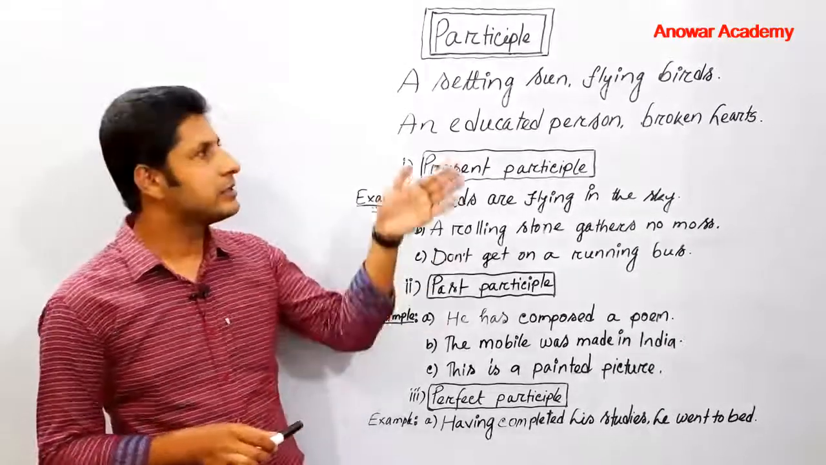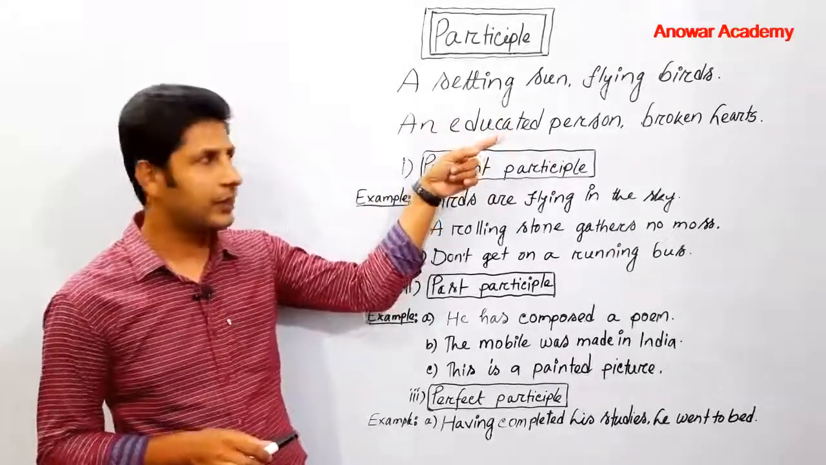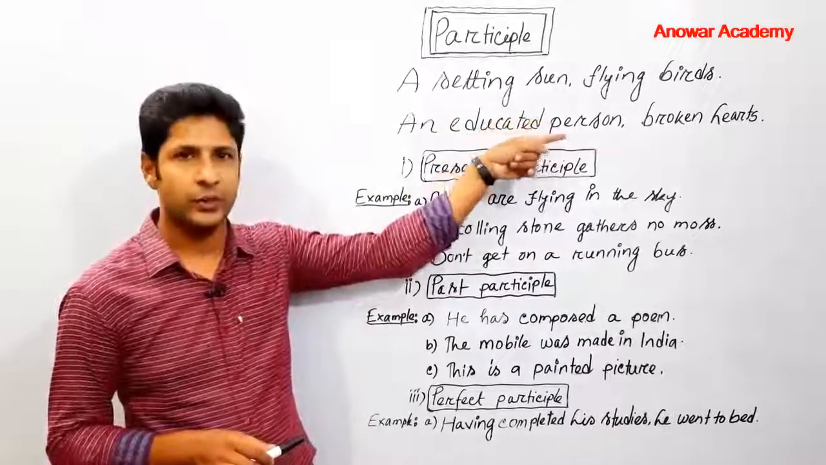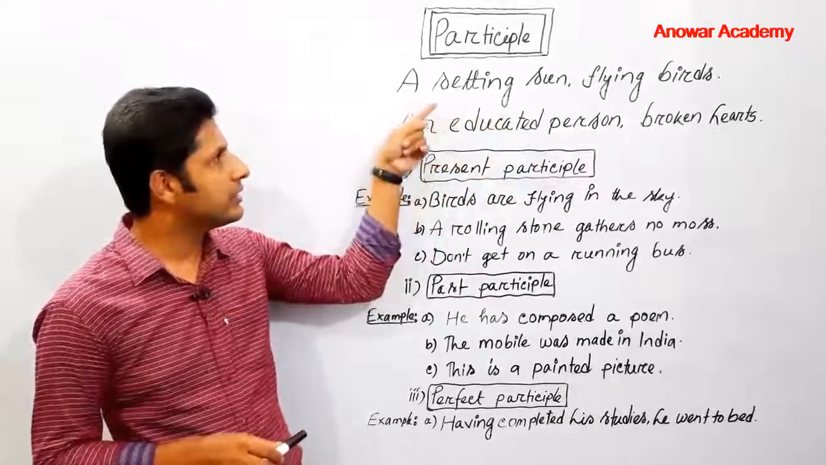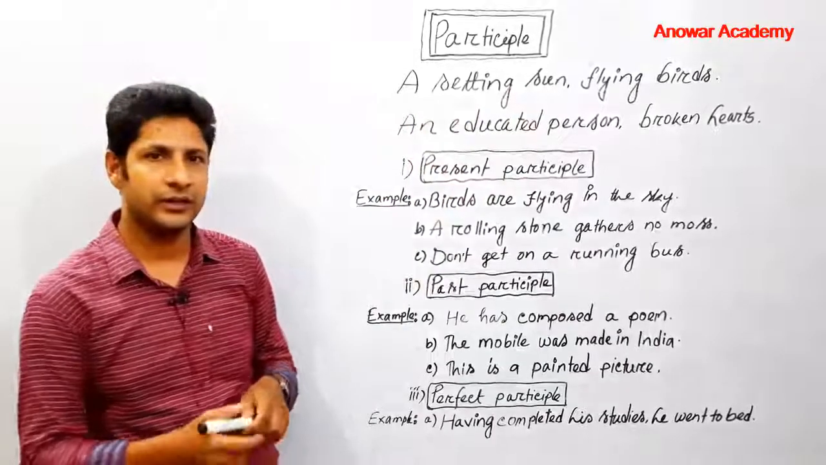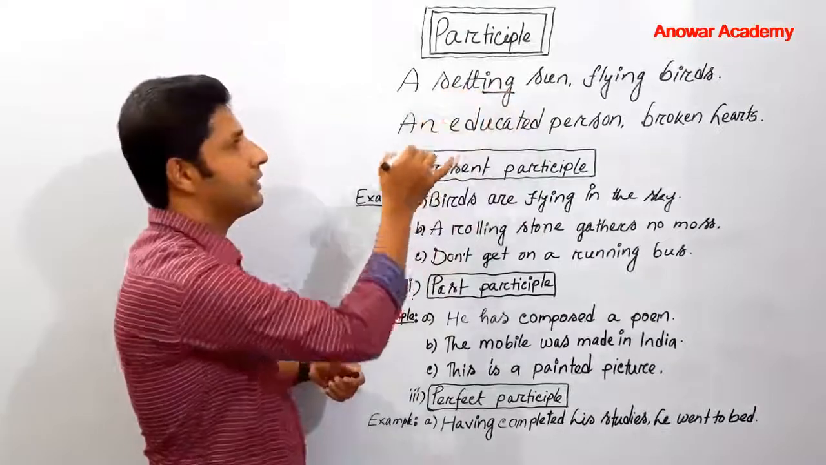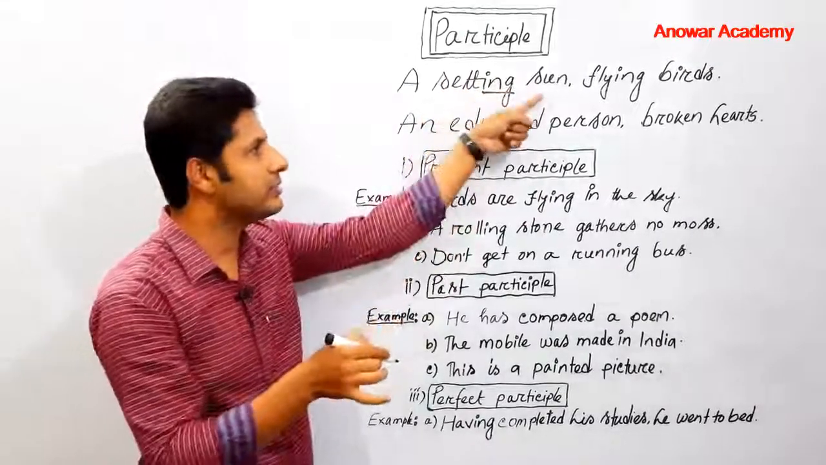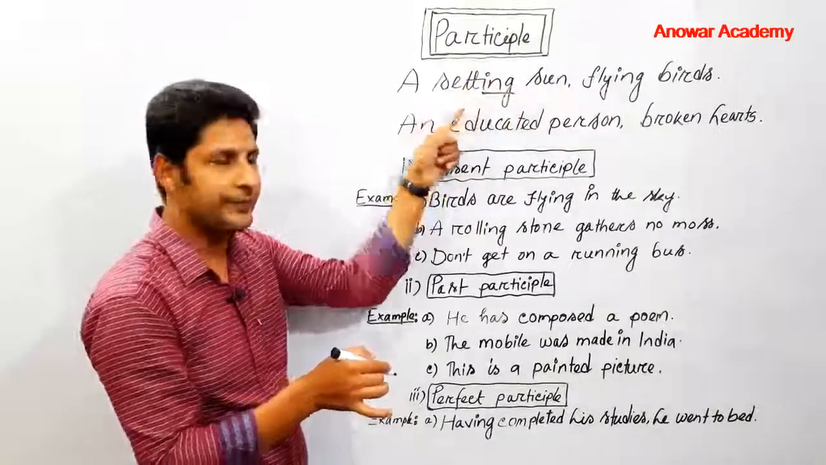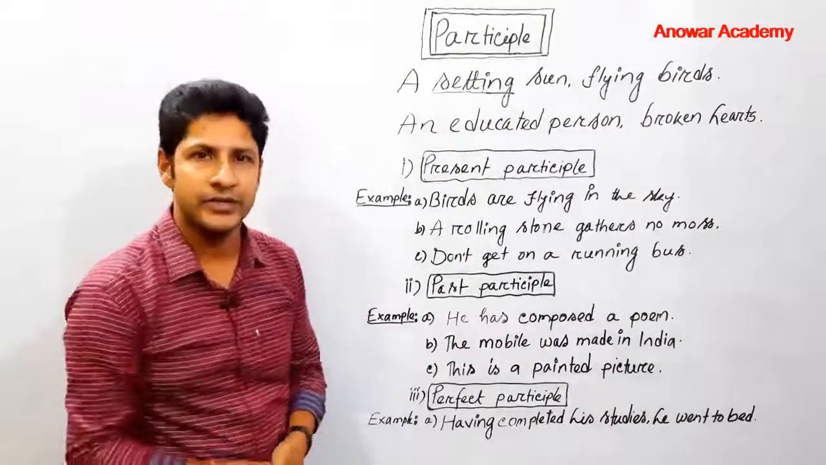Let's see some phrases with participle. There are 4 phrases with participle. You can see in the first phrase, a setting sun. Here ing is used with the verb set and it modifies the noun sun and functions as an adjective. That's why setting is a participle.